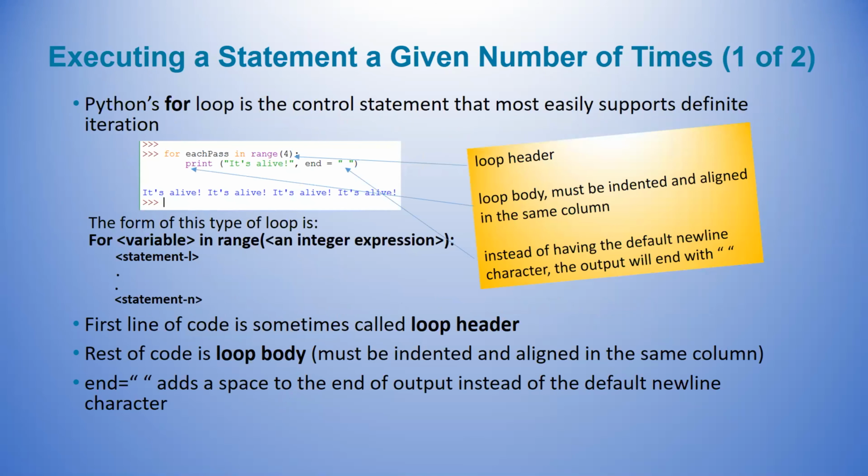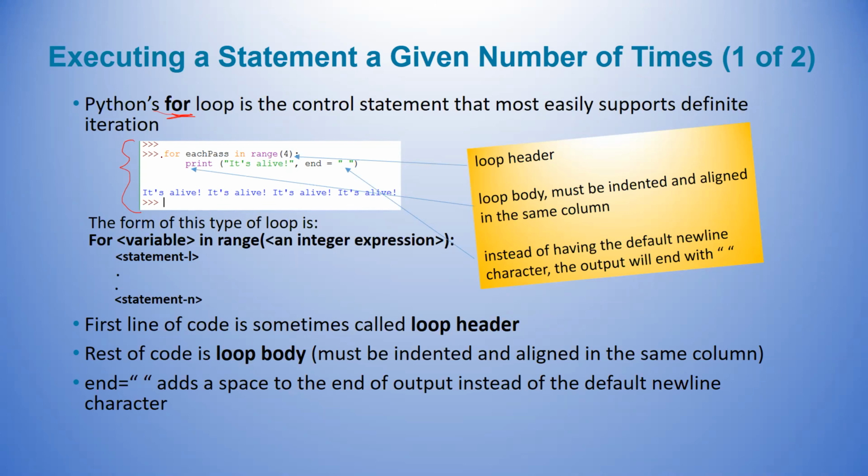So let's finally look at a loop. Okay, so executing a statement a given number of times, that's definitive iteration, right? You already know how many times you want to iterate. So Python's for loop is the control statement that most easily supports definitive iteration. So let's look at this example.